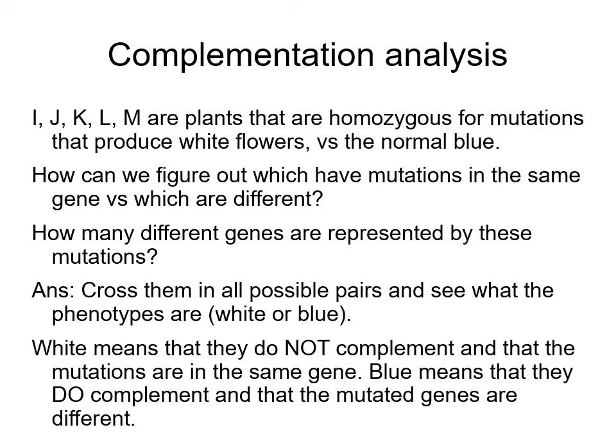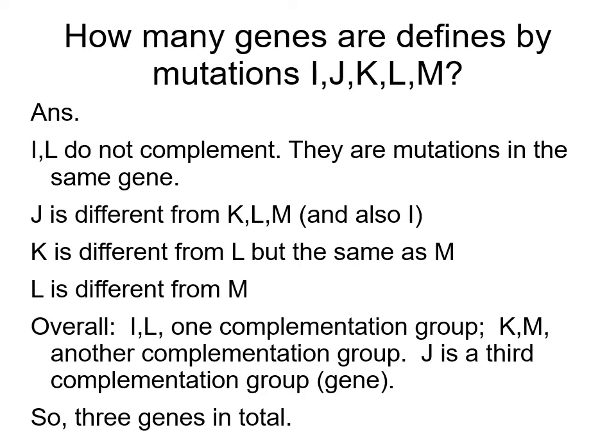Conveniently, we know that there are 3 genes involved in this process, or we're told that from our pathway. So it's likely that those are the 3 genes that we found in our mutant hunt. So we cross them in all pairwise combinations, and we have basically 3 genes, 3 complementation groups that we can figure out. Okay, so this summarizes the results from what I said before. There are 3 genes in total.